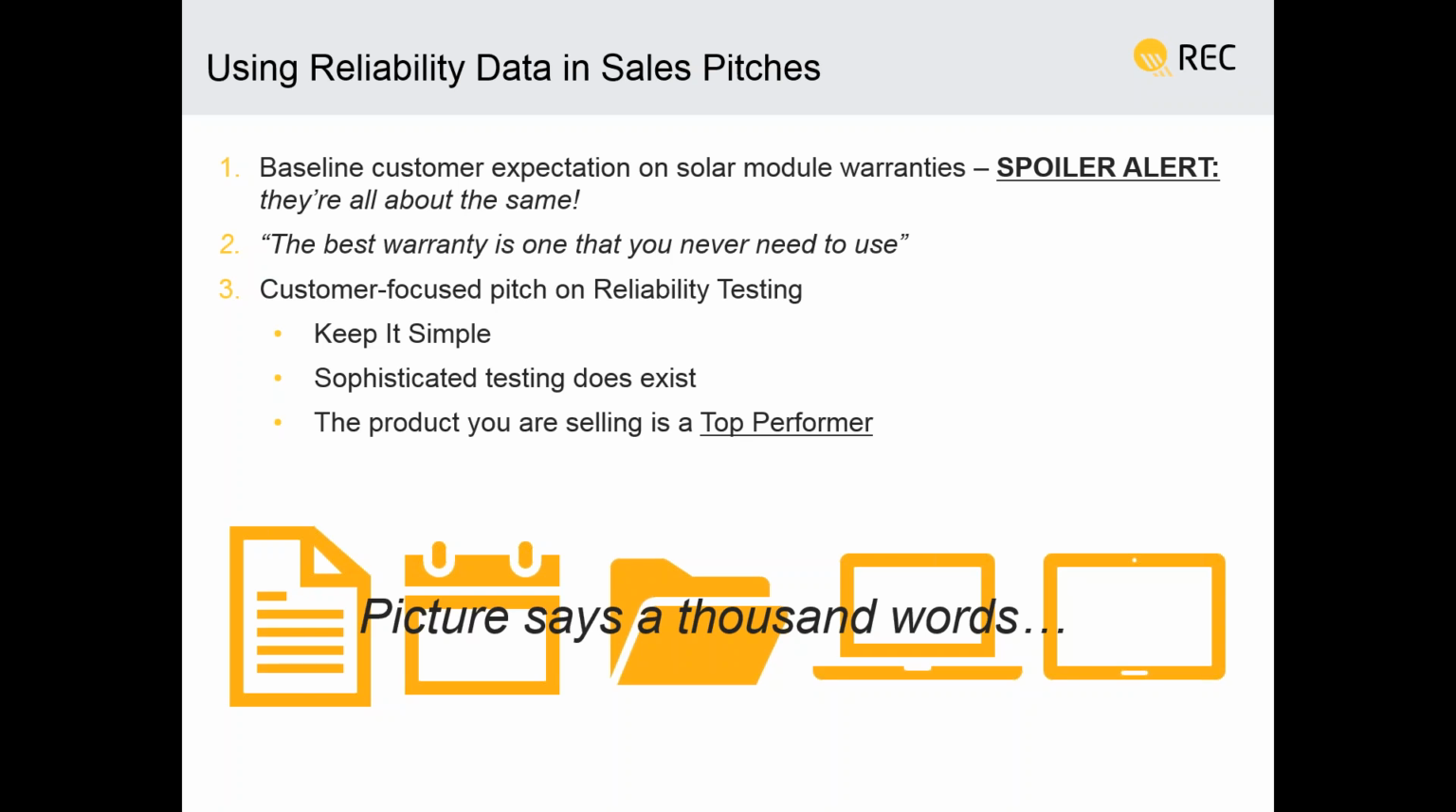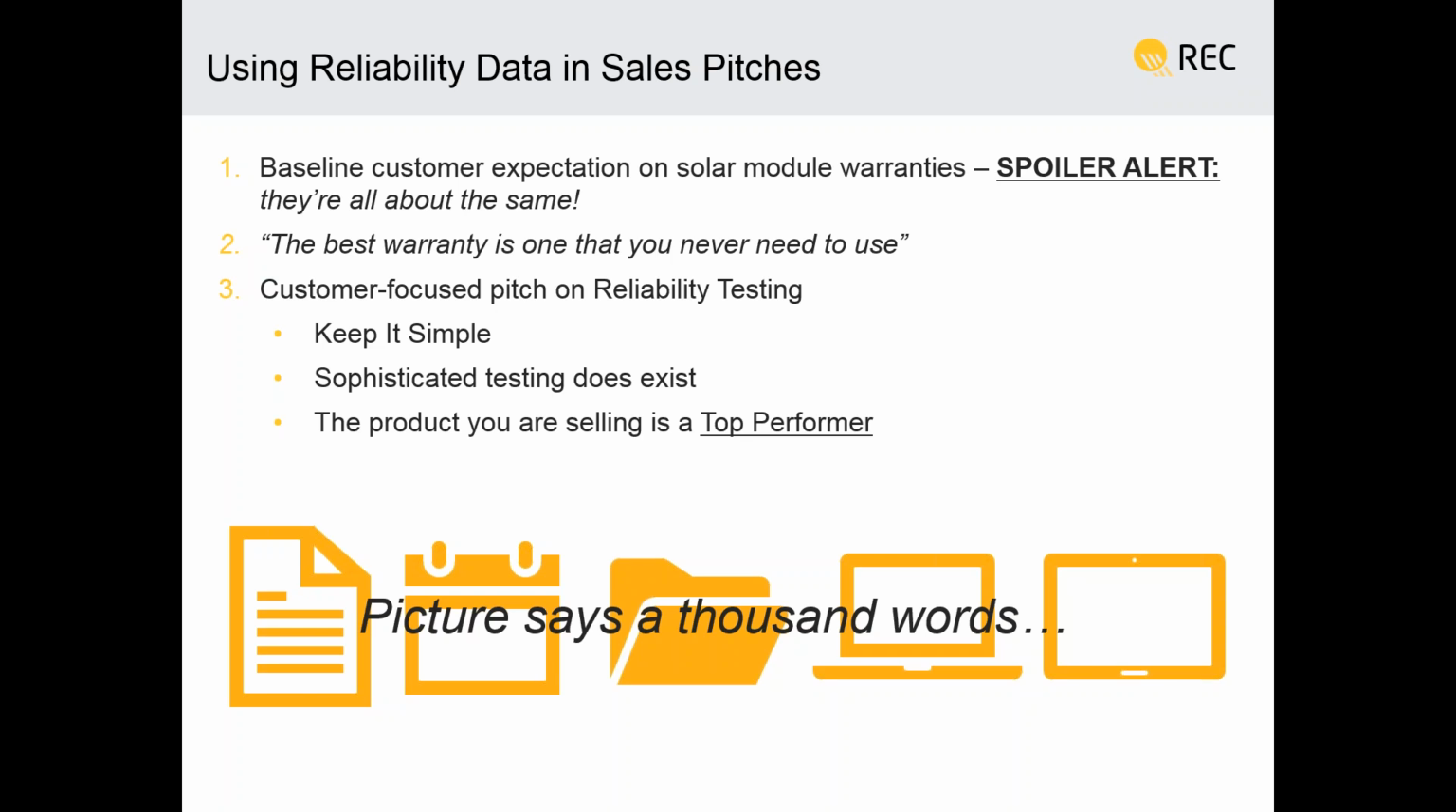So it is the case that sophisticated testing exists in our industry. That's something that these folks can rely on. The hard work has already been done for them. And the product that you're selling to them, that you're going to install on their house, out in their backyard, on their commercial rooftop, etc., is a top performer, meaning the best performance in this category of product that you can get. The icons I have at the bottom, again, just my suggestion, is that I think pictures are very powerful because words represent the complexity of concepts. It takes too long to read, and there's really a short attention span.